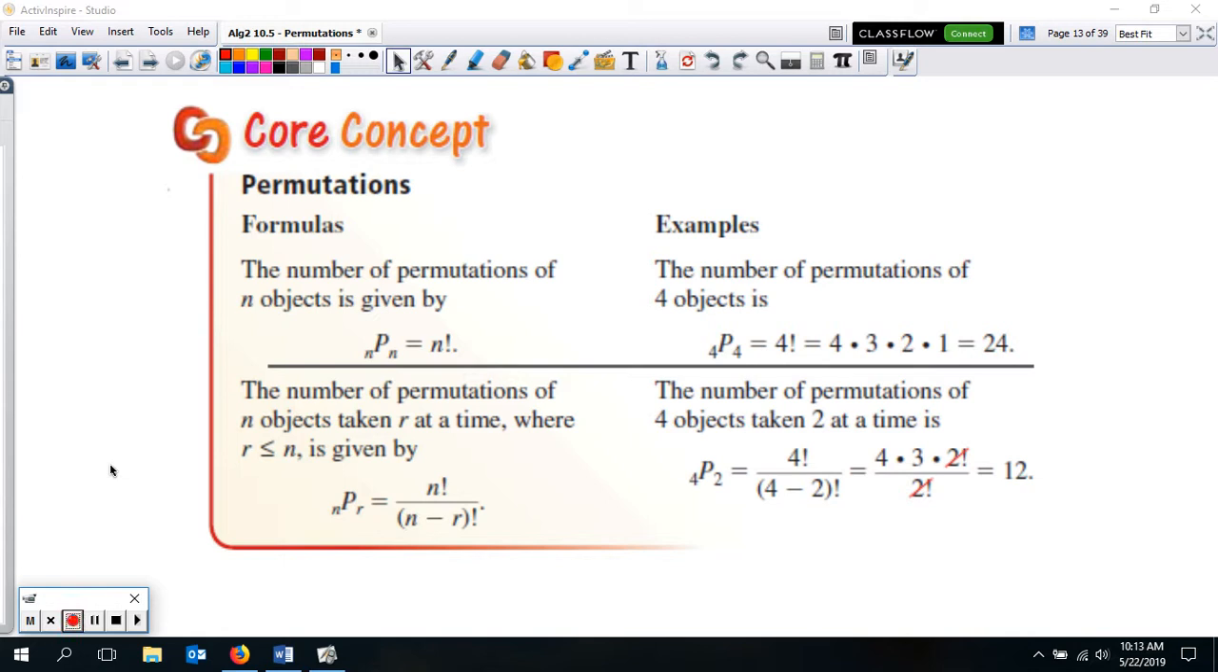So that's what permutations are, as it said there, and hopefully that helped a little bit to make that a little more clear. Let's go ahead and go to our extra practice and now try a couple.